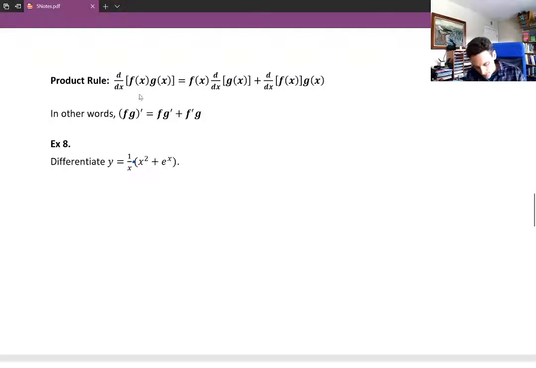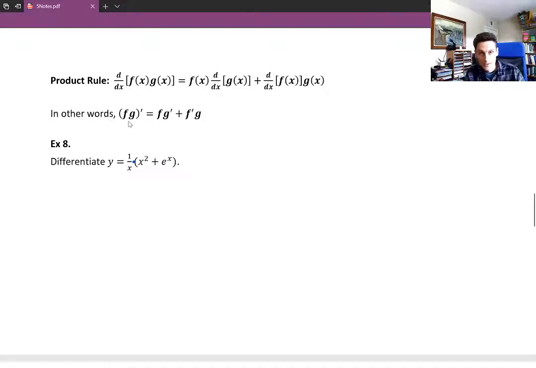So what does the product rule say? It says to take the derivative of the product of these two functions, you want to take the first function times the derivative of the second plus the derivative of the first times the second. So that's, in a nutshell, what it's saying.